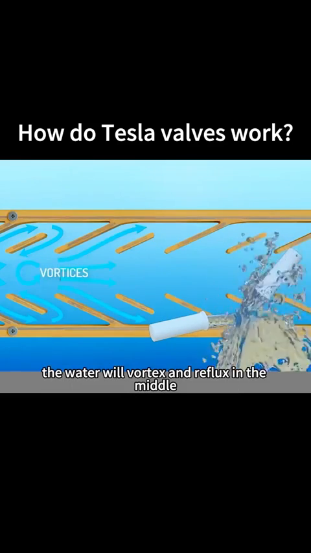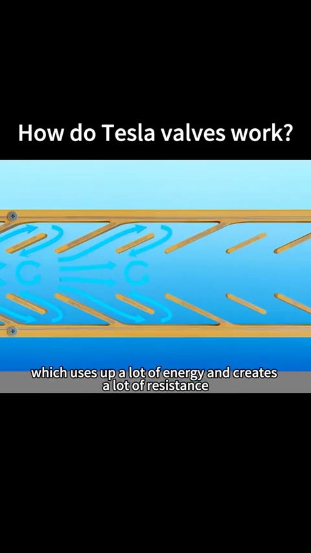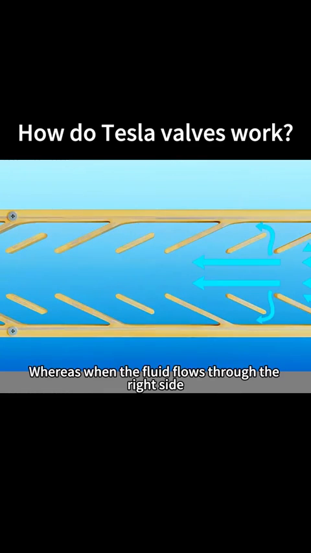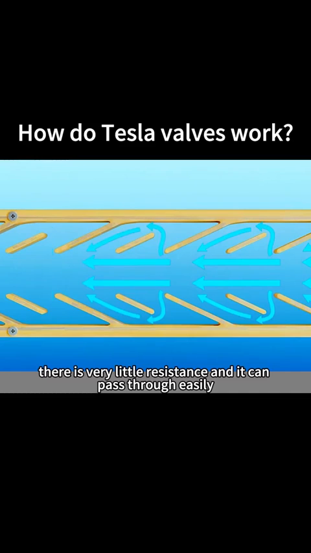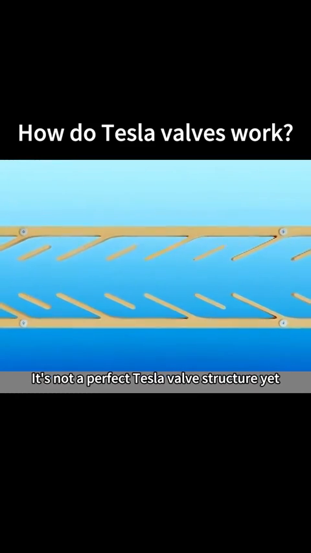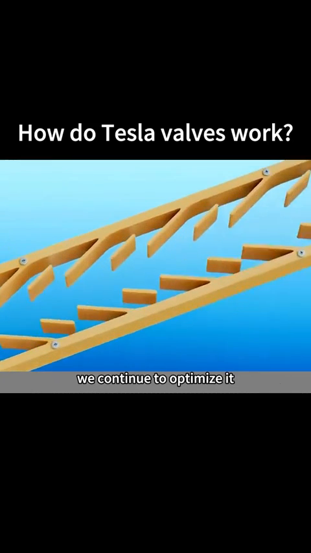The water will vortex and reflux in the middle, which uses up a lot of energy and creates a lot of resistance. Whereas when the fluid flows through the right side, there is very little resistance, and it can pass through easily. It's not a perfect Tesla valve structure yet. We continue to optimize it.